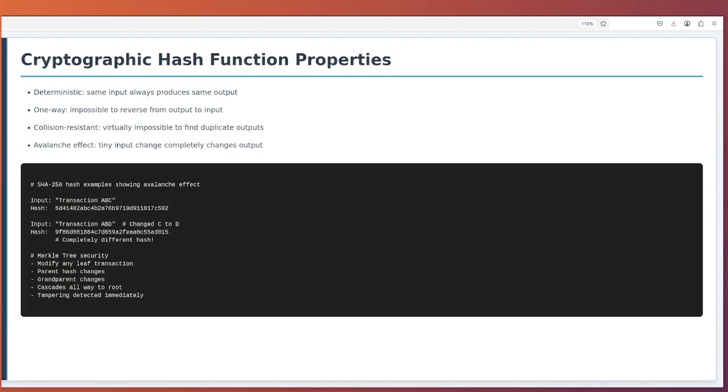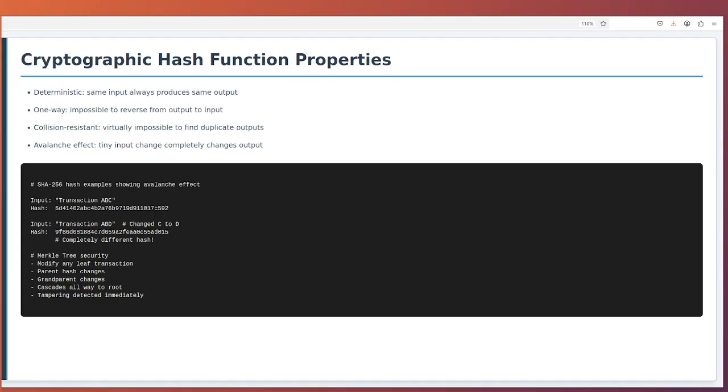Security through cryptographic hashing. The security of Merkle trees comes from the properties of cryptographic hash functions. These functions have several critical characteristics. First, they are deterministic. The same input always produces the same output. Second, they are quick to compute but impossible to reverse. You cannot figure out the input from the output. Third, they are collision resistant. It is virtually impossible to find 2 different inputs that produce the same hash. Fourth, they have the avalanche effect. Changing even 1 bit of input completely changes the output.